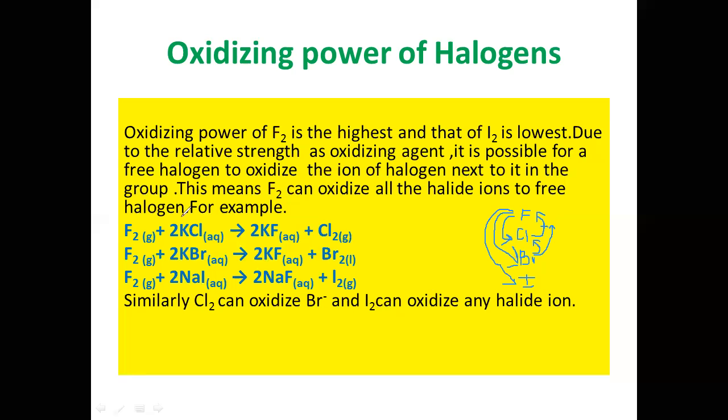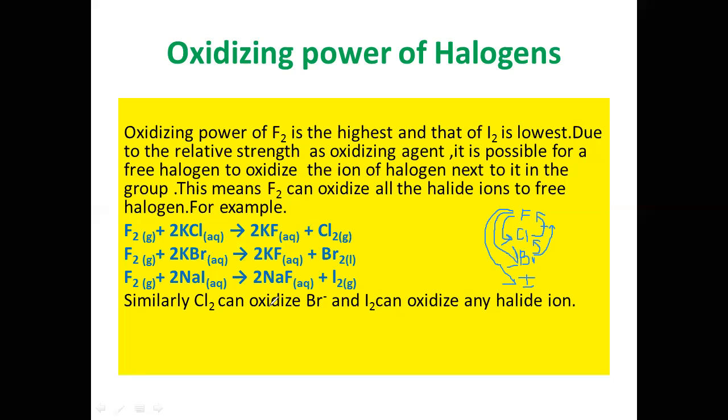So look at the first example. Can fluorine displace chlorine from this compound, potassium chloride? You can see with potassium, chlorine is present at the reactant side, but at the product side fluorine is present with potassium. It means fluorine can displace chlorine from its compound and convert it into its free or elemental form. And fluorine can displace bromine also and will give liquid bromine, and fluorine can displace iodine also from its compound to form iodine in free form.